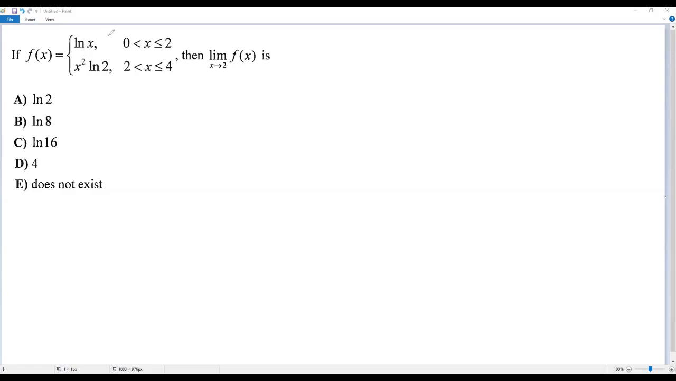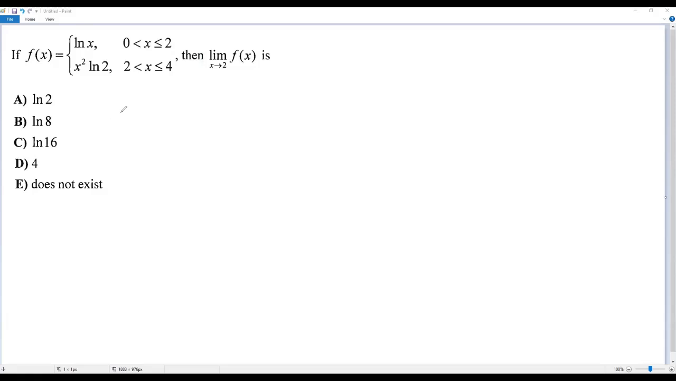Okay, here we have a piecewise function and we have to evaluate this limit, that is, the limit as x approaches 2 of f of x. And this 2 is the transition value in the given piecewise function. Whenever we have a piecewise function and I want to evaluate the limit at the transition value, I have to evaluate the left side limit and right side limit. Both of them must be equal and finite. Then only this limit exists. Otherwise, it does not exist.